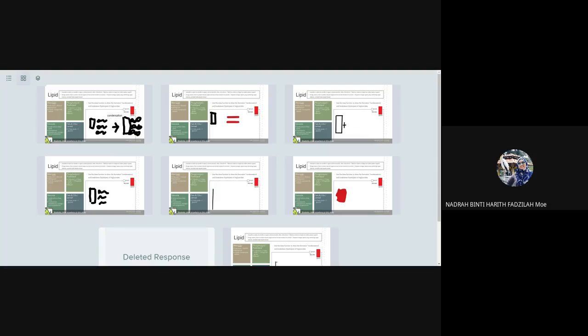Okay, red square. Oh, cantiknya dia lukis. Okay, red square. Nampak macam sperm pun ada some of your drawings ni. Don't forget between the glycerol dengan fatty acid kena ada tanda plus. Haikal pun tertinggal tu tanda plus. Okay. Naim, jangan lupa tanda plus.